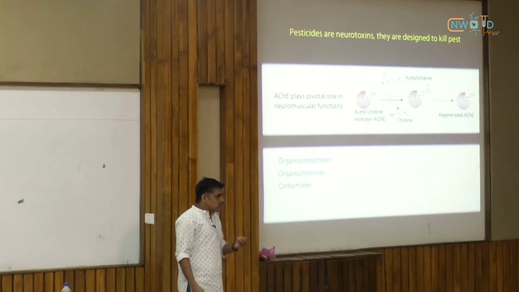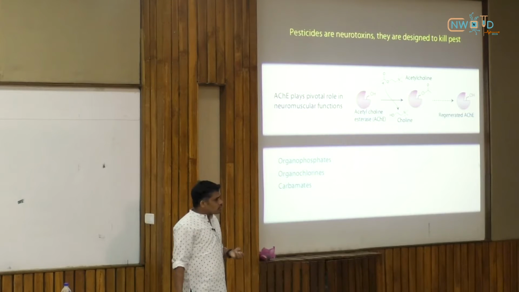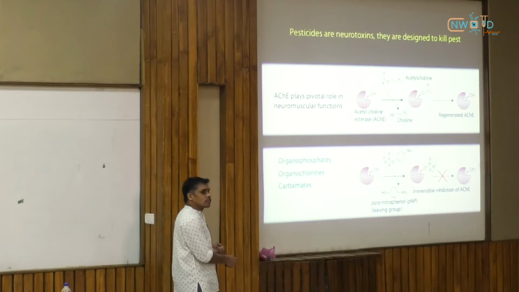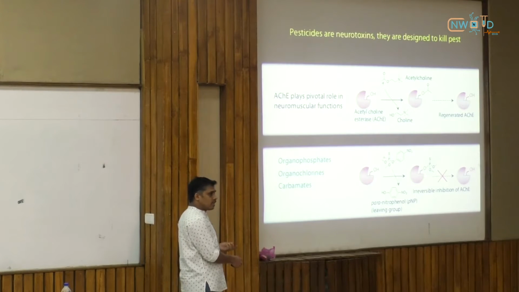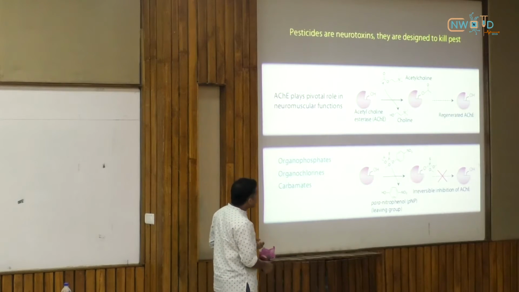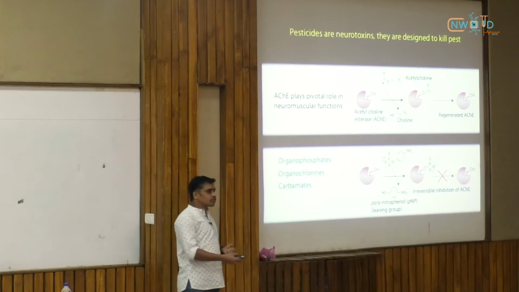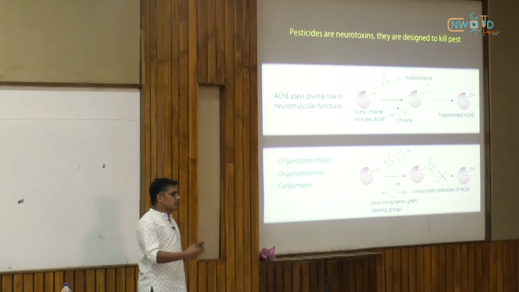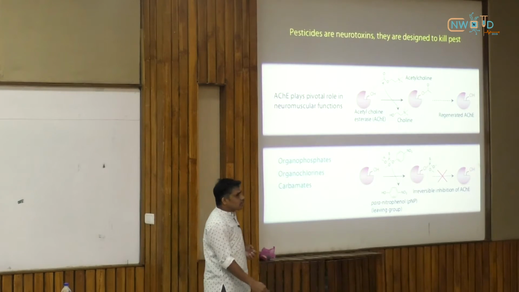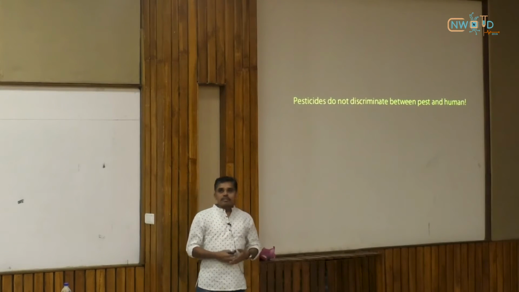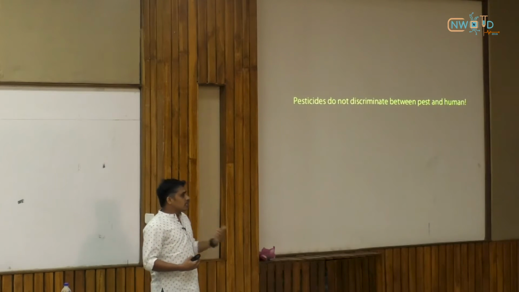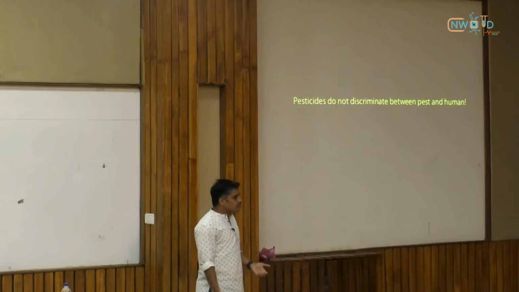And these pesticides, they are neurotoxins, designed to go and bind to this acetylcholinesterase in an irreversible manner and inhibit enzyme activity. So a quantitative inhibition of AChE leads to severe toxicity and paralysis and subsequently death. That's how pests die, right? But unfortunately, these pesticide molecules don't discriminate between pest and human. When the same compounds get exposed to humans, they have similar side effects, right?